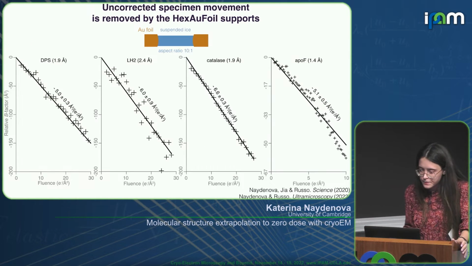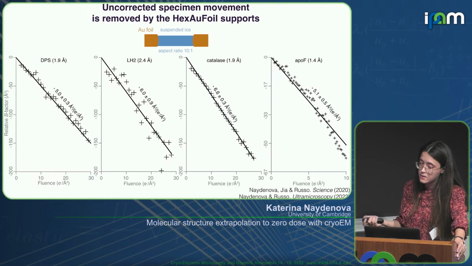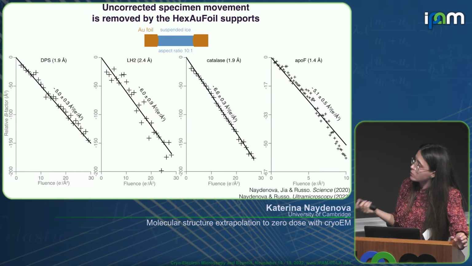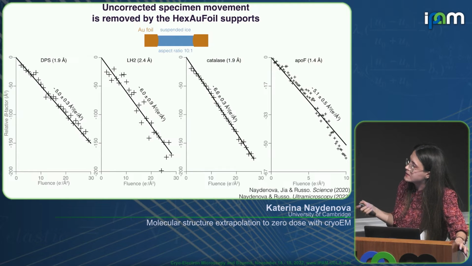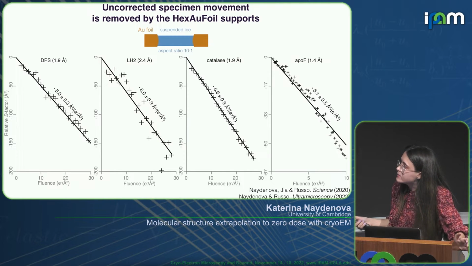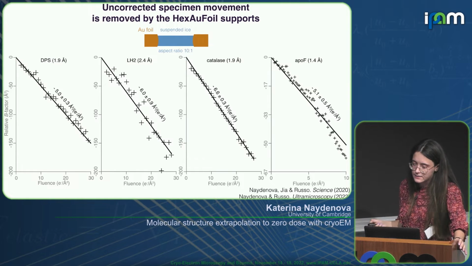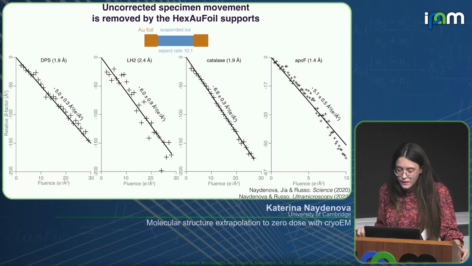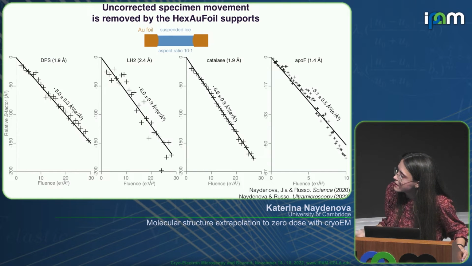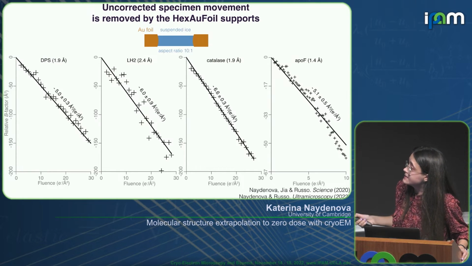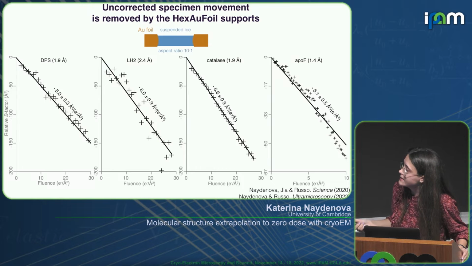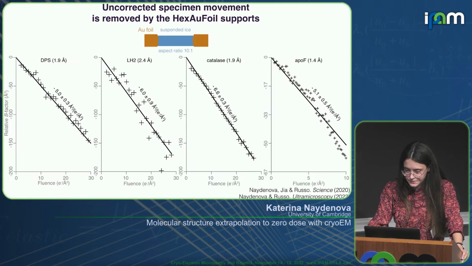So just to summarize, if you want to collect movement-free data, you have to use an all-gold specimen support with the optimal aspect ratio, where the diameter of the hole is safely 10 times the thickness of your ice, and then the data will be movement-free. And this is just demonstrated by this B factor as a function of fluence plots, which we have now done for a few different samples collected in this type of grids. And now, satisfyingly, all of these are straight lines, as expected, purely from radiation damage.